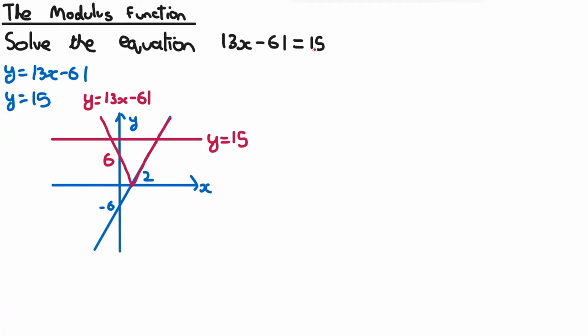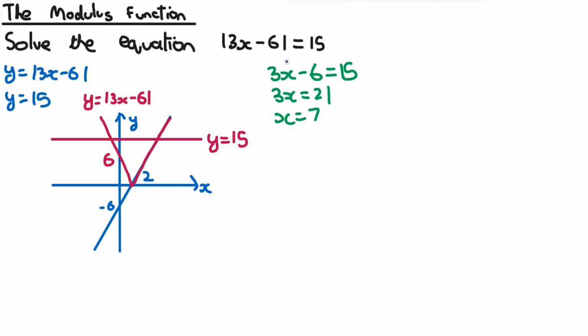So let's do this. Firstly, let's consider when this expression inside the modulus is positive. So this will be 3x minus 6. This is the positive expression. And this is equal to 15. Move the minus 6 onto the other side to get 3x is equal to 21, and then divide both sides by 3 to get x is equal to 7. And this is one of the solutions, x is equal to 7.